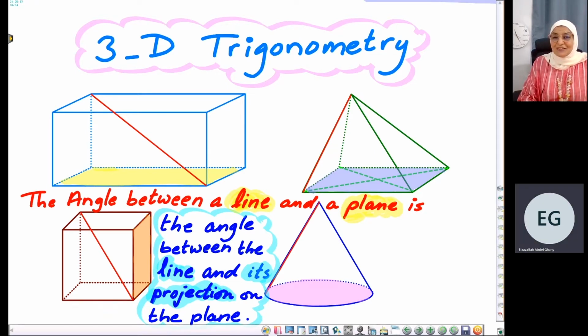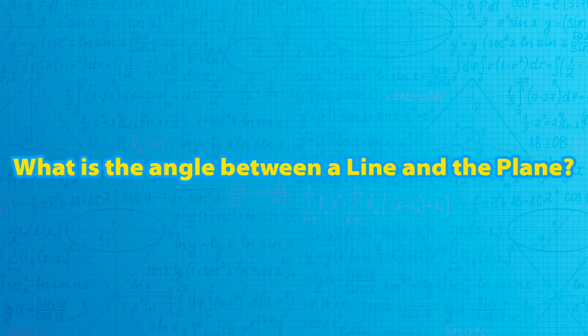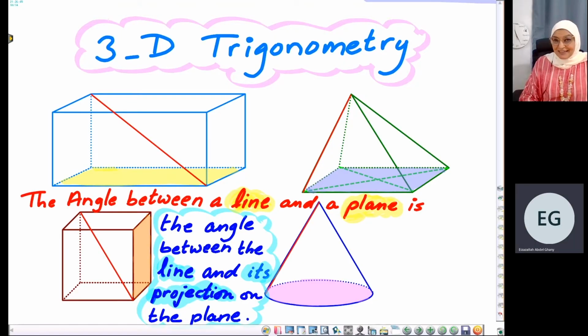Let's now give a definition about what is the angle between a line and a plane. What is the angle between a line and a plane? It is the angle between the line and its projection on the plane. Let's take some examples.